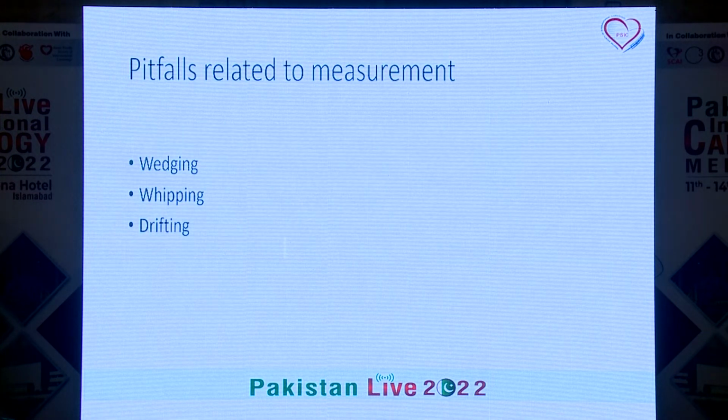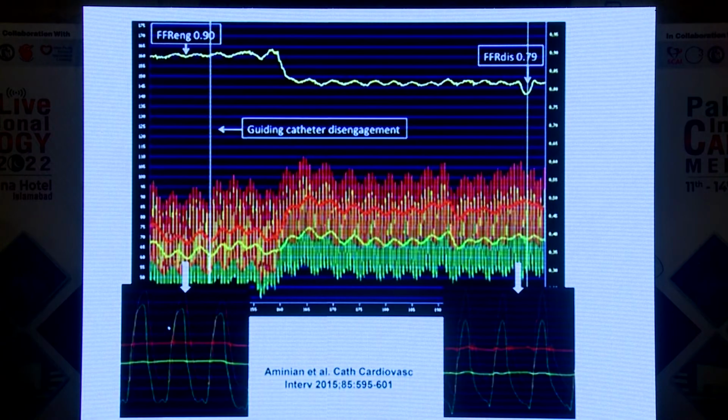So some of the pitfalls to keep in mind related to measurement: wedging, whipping, and drifting. I'll show the pictures of this. This is the wedging example, where you see the aortic pressure is actually wedged over here. And when you pull the guide back, now you can see a clear aortic tracing with a dicrotic notch, and the FFR was not significant over here because the aortic pressure was damped.